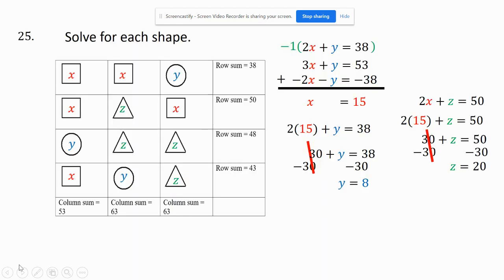We'll go back and look at that right there. So we had squares are 15, circles are 8, z was 20. I kind of just used these here to make it easy to set that up and solved it this way and then substituted in all my values.